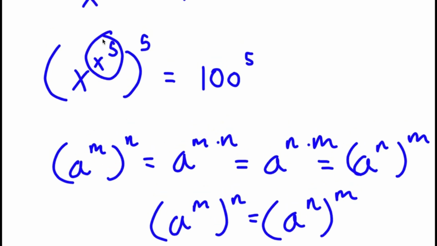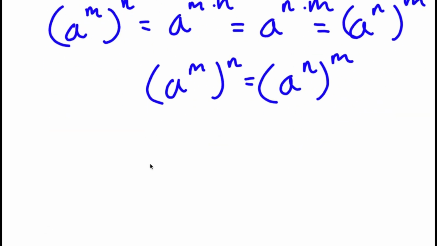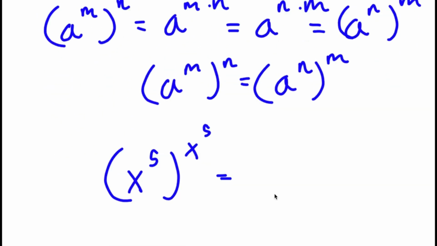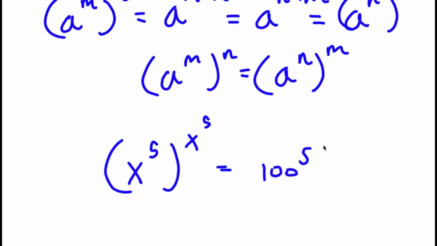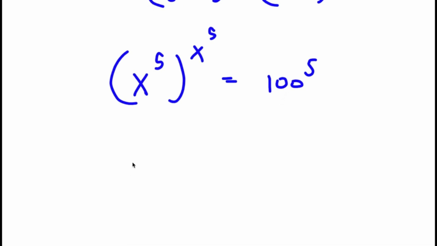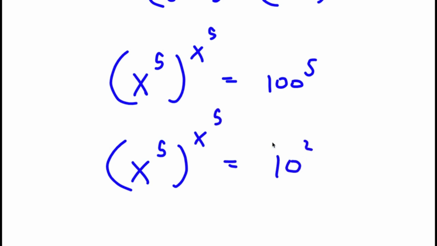So in this case, I can think of x to the power of 5 as m and 5 as n. So if I switch the places of these two, I get x to the power of 5 to the power of x to the power of 5 is equal to 100 to the power of 5. Now 100 here, this is the same thing as 10 to the power of 2. So now I have x to the power of 5 to the power of x to the power of 5 is equal to 10 to the power of 2 to the power of 5.